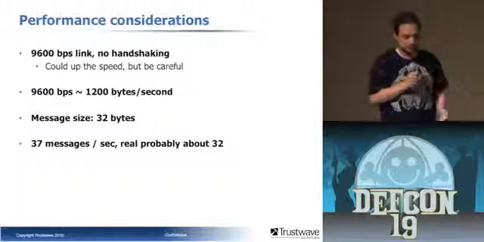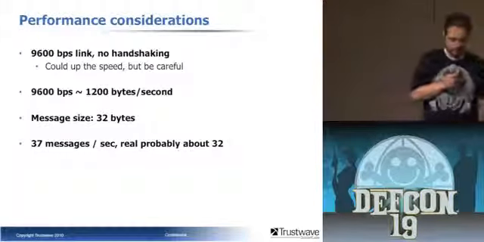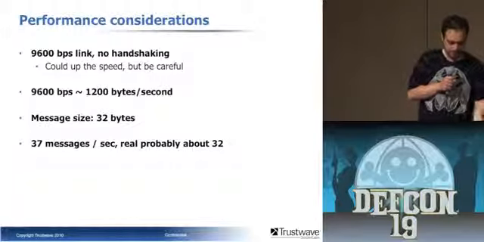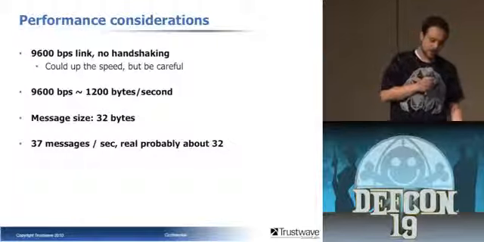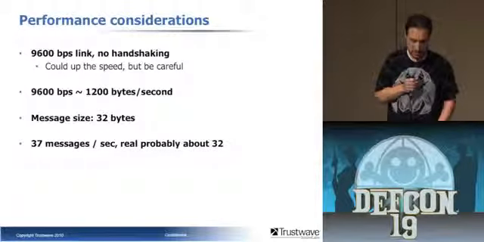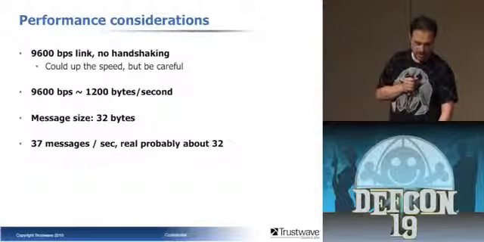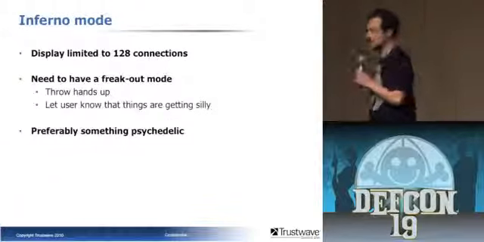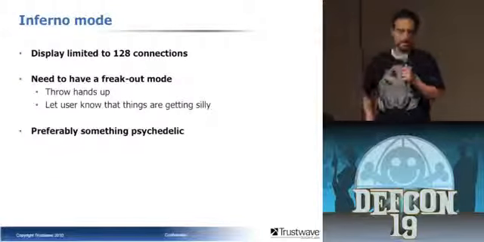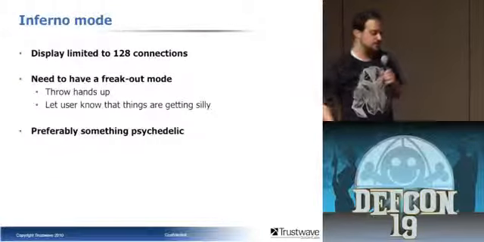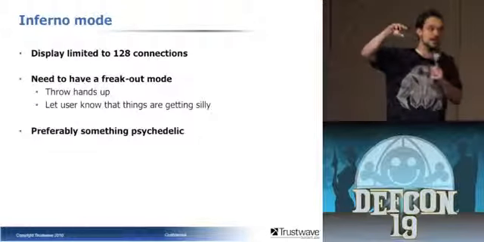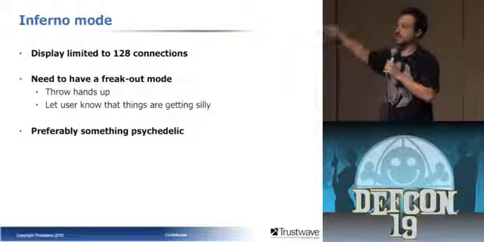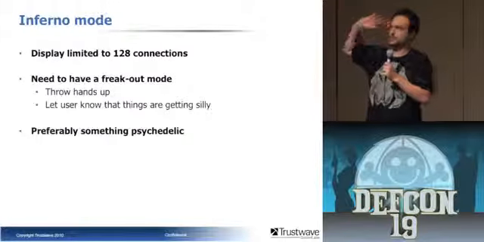So you have to do the math. I did the 9600 baud, 2 bytes, and I have 9 bytes or whatever. I did the math. I could get about top end 37 messages per second, probably realistically only about 32 messages per second. The other thing was, in session mode, I had this concept that you're going to hit a ceiling. And the problem is, you're going to fill up 128 lights, and then you're not going to know if you're getting port scanned.